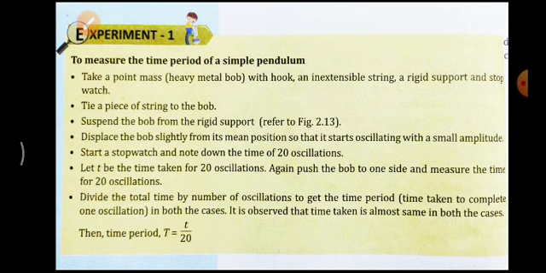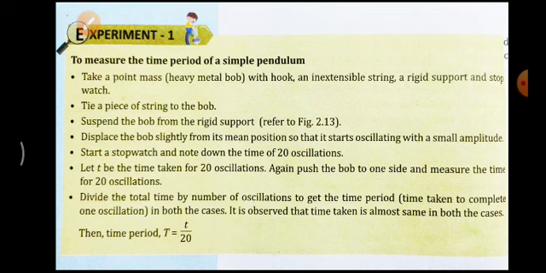Whenever we displace the simple pendulum, it starts oscillating. The motion of the simple pendulum is called oscillatory motion. It oscillates with a small amplitude. Amplitude means the maximum displacement from its mean position, that is, the distance between its mean position and extreme position. That is called the displacement, or here, the amplitude.